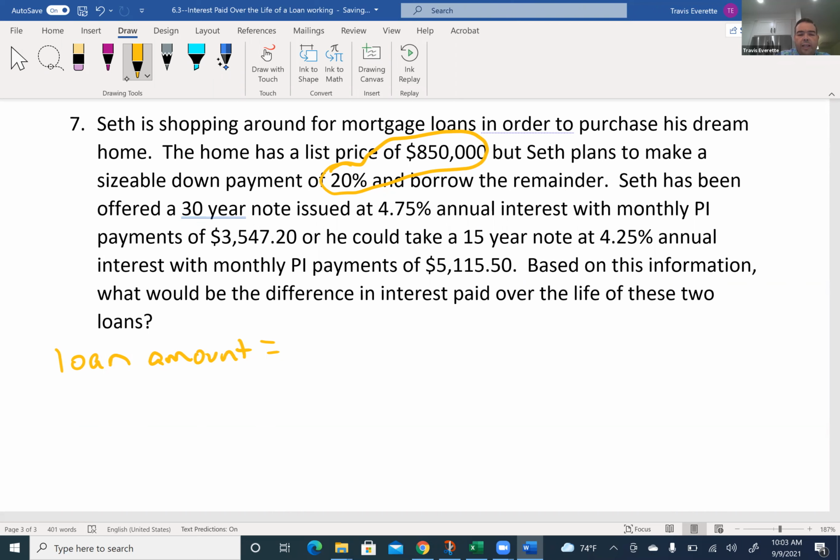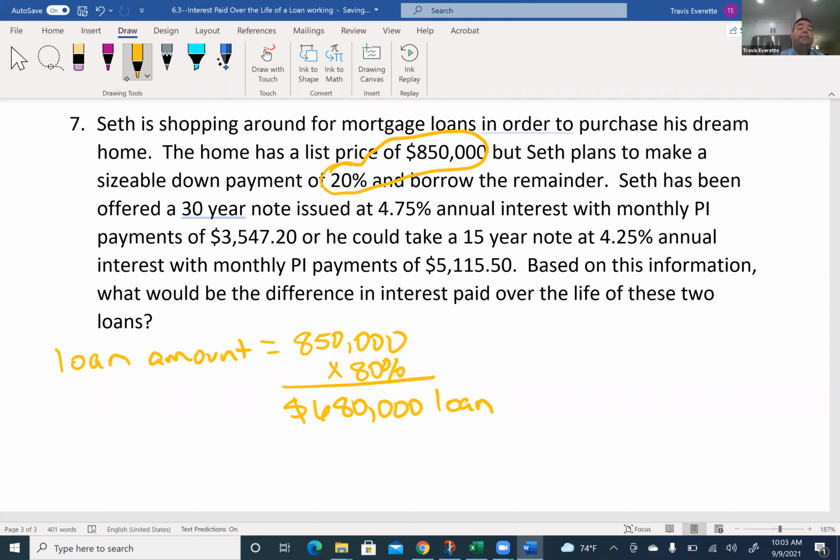So what I'm going to do is take the $850,000 purchase price, and I'm going to multiply that times 80%. So where did I get 80%? Well, if he's borrowing the remainder, but he's putting 20% down, that leaves 80% to be borrowed. So 850,000 times 80% loan to value, that is a $680,000 loan.